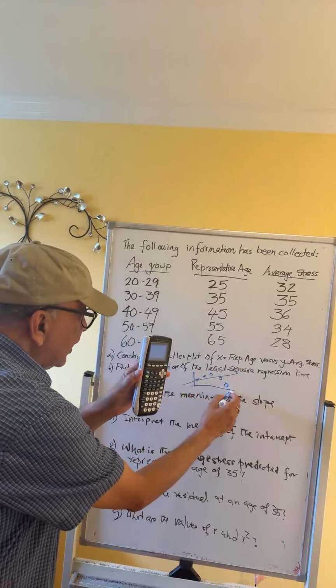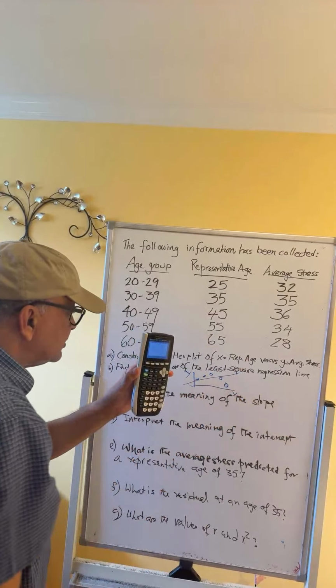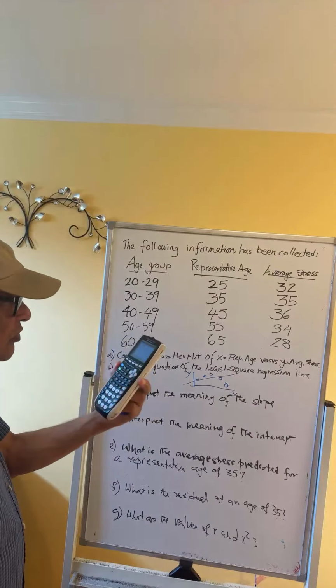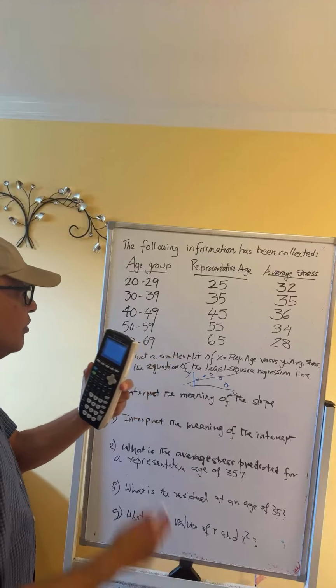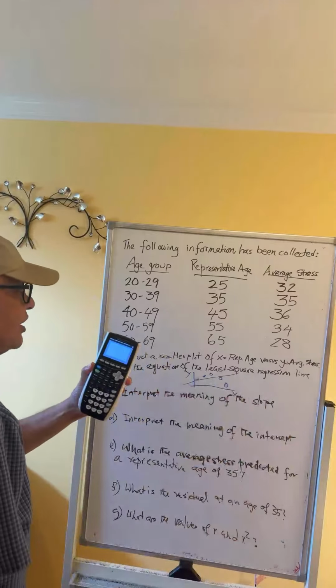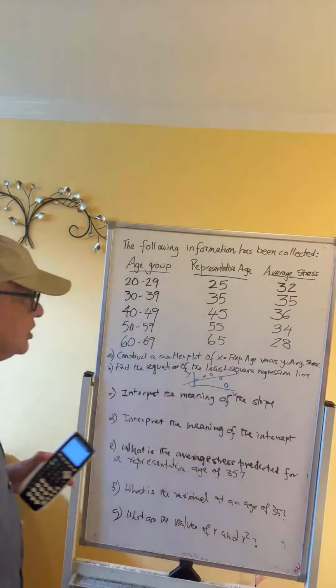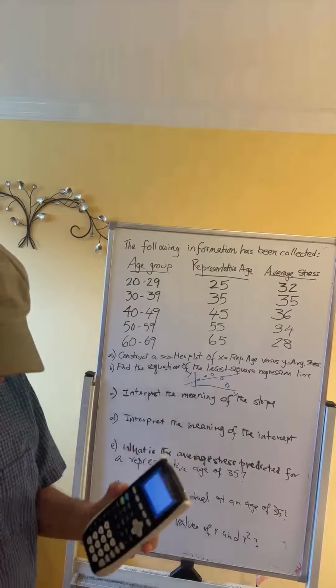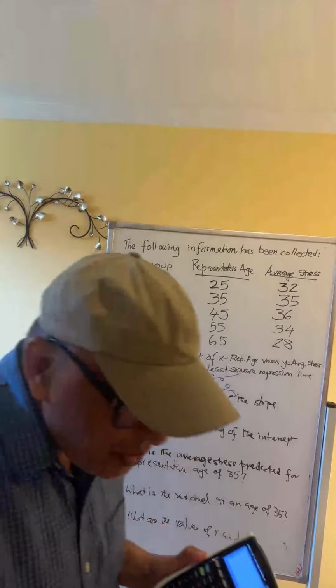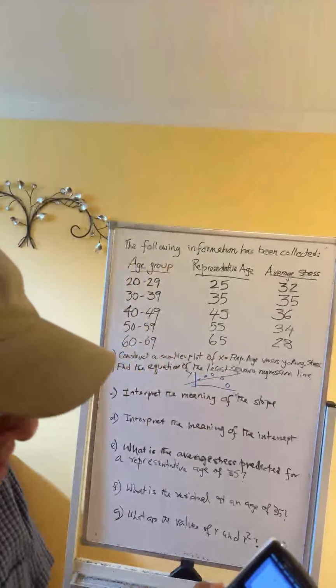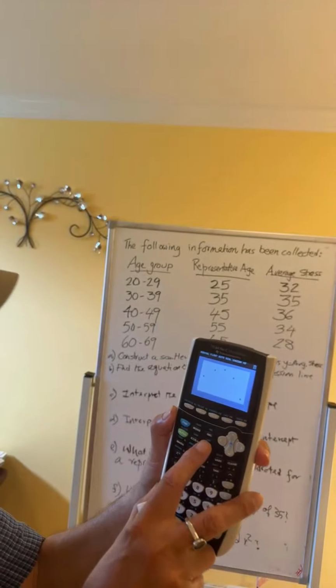Right now, the scatter plot looks like this, X and Y. So we have to find the equation of the least square regression line. How do we do that? I have entered the data in L1 and L2, X data in L1, Y data in L2. I have done the scatter plot.